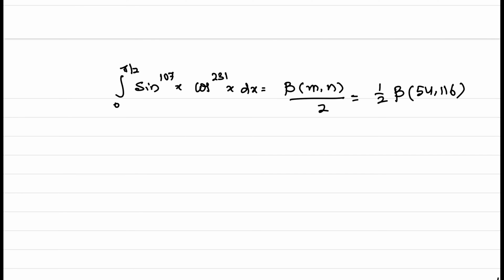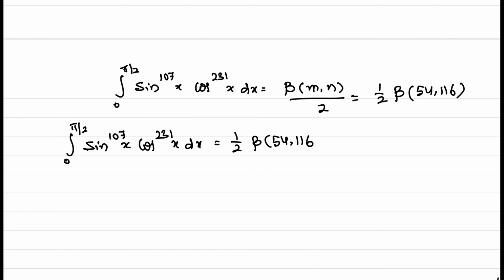That means our integral to be found out is simplified in beta function as sin to the power of 107x cos to the power of 231x dx is equal to half into beta 54 116. This is the simplified formula. When you find out the value of this one, that means you have solved this integral.